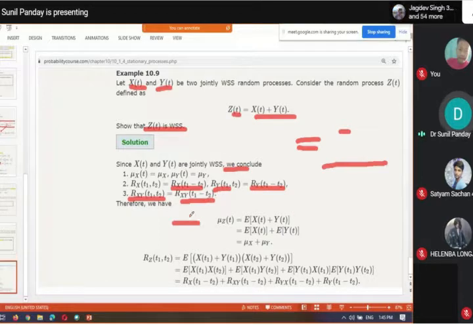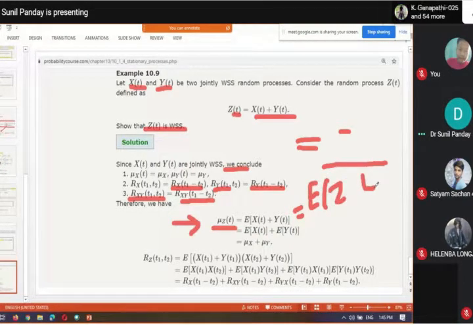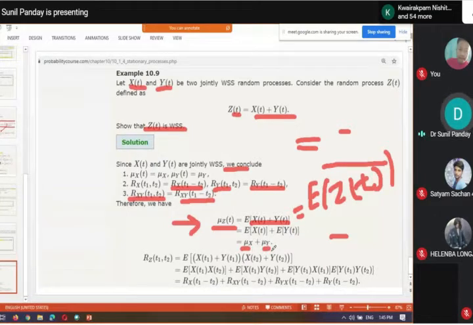Now we calculate the mean function of zt, which is the expectation of zt. And what is zt? Xt plus yt. So we substitute its value, then we distribute the expectation. It gives the mean function of x and the mean function of y. Since mu_x and mu_y are independent of t, the mean function of z is also independent of t.